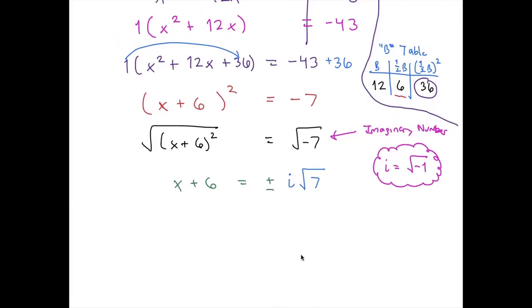The only other thing we have to do at this point is take the 6 and move it to the right by subtracting 6 on both sides.